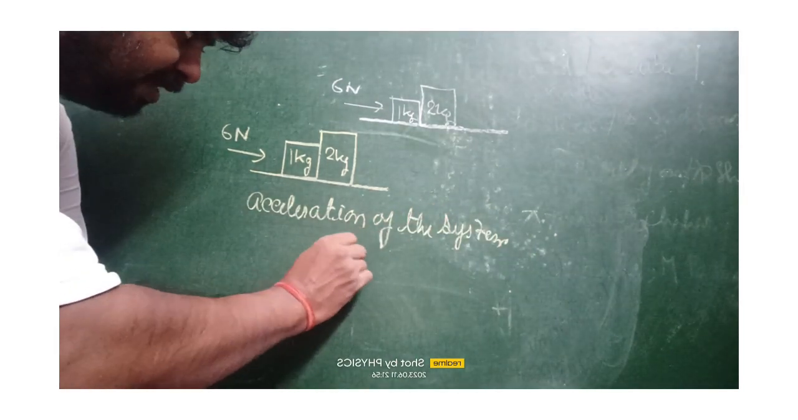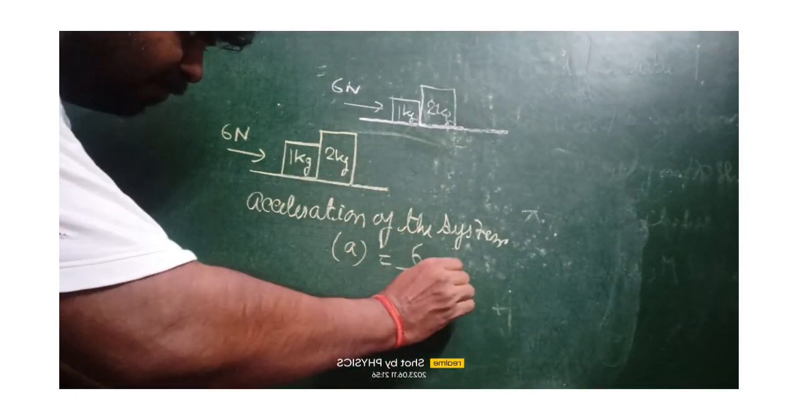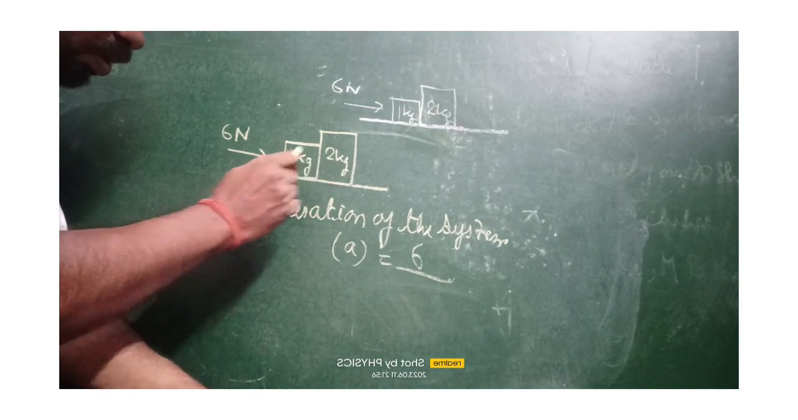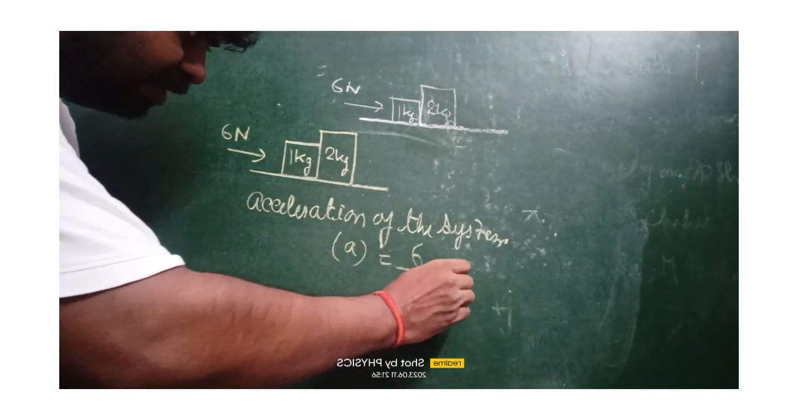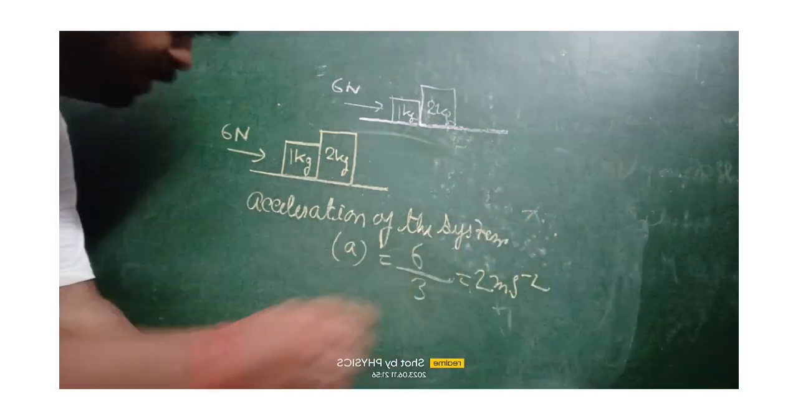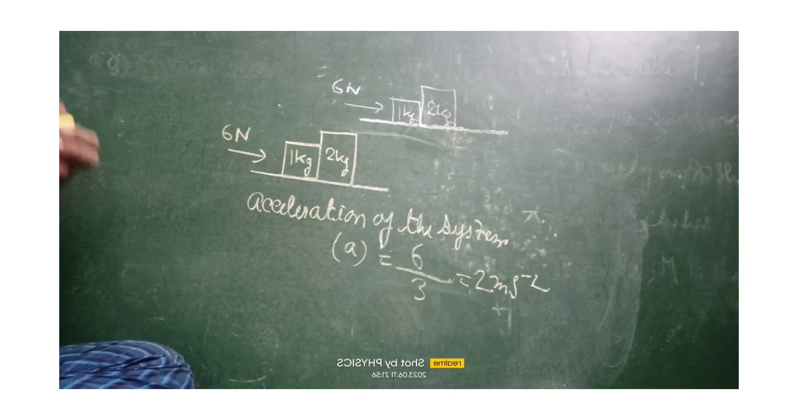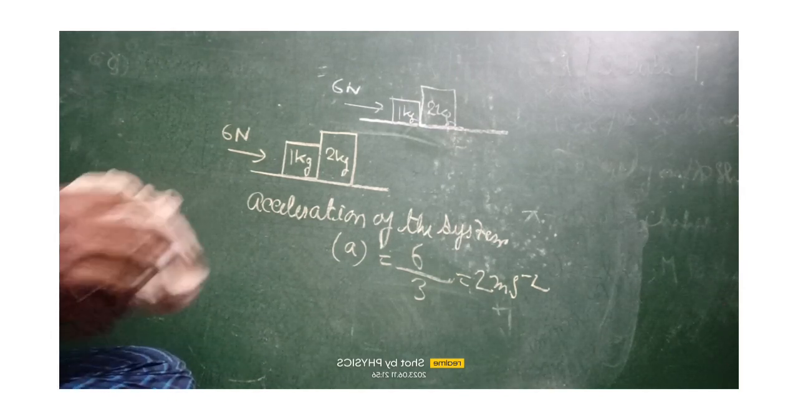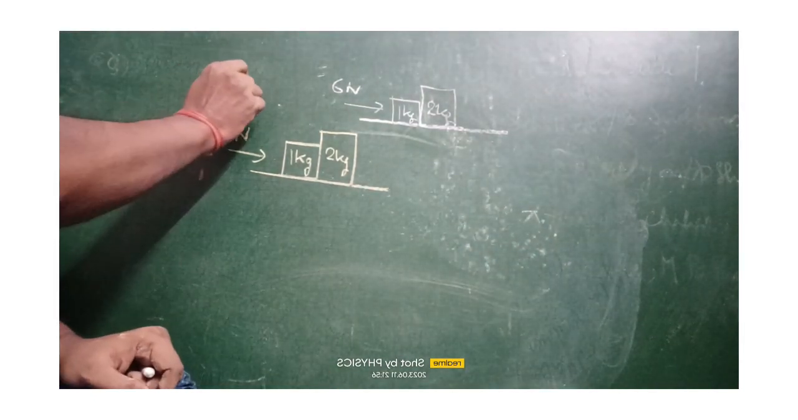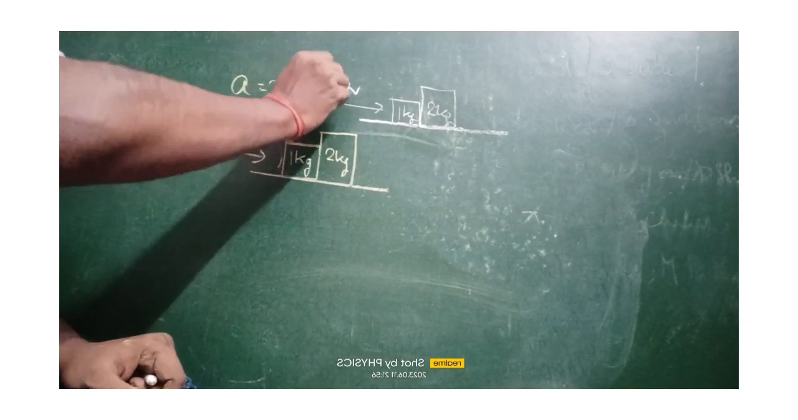Acceleration of the system A is equal to force by total mass, 1 plus 2, that is 3 kg, that is equal to 2 meter second to the power minus 2. Okay, now we find the acceleration of the system. Acceleration of the system is A equals 2 meter second to the power minus 2.